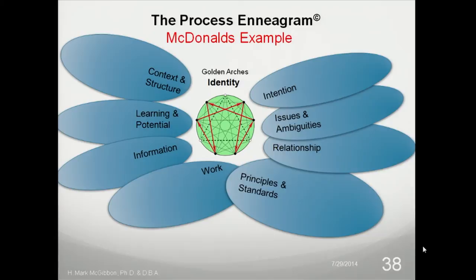And then what was the intention? To make money, to serve fast food. That was it. It's as simple as that. What were the issues and ambiguities when McDonald's started losing money? If you're on the road, no matter where you are in the world, and you're traveling from point A to point B, and you've been drinking lots of coffee, where do you go? A lot of times, you go to Starbucks or you go to McDonald's, to relieve yourself.